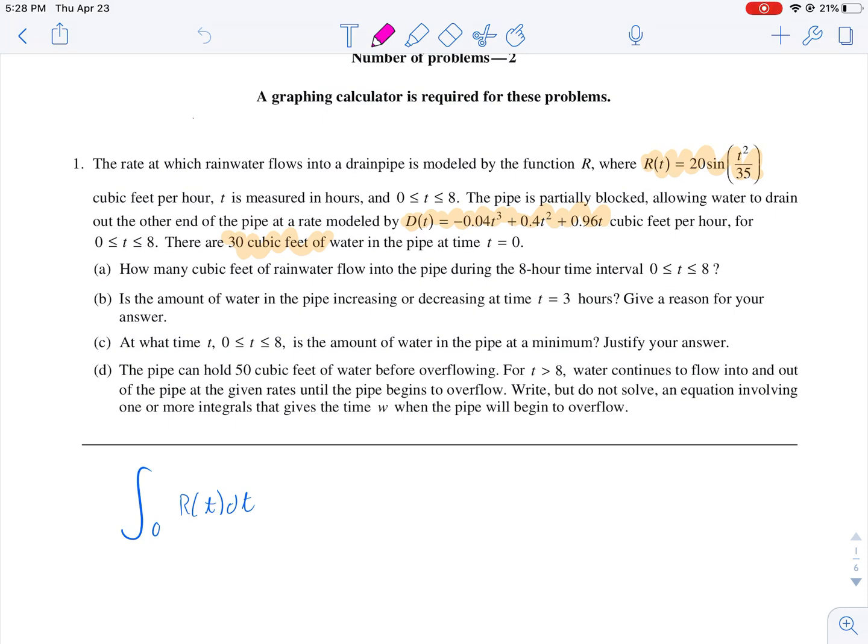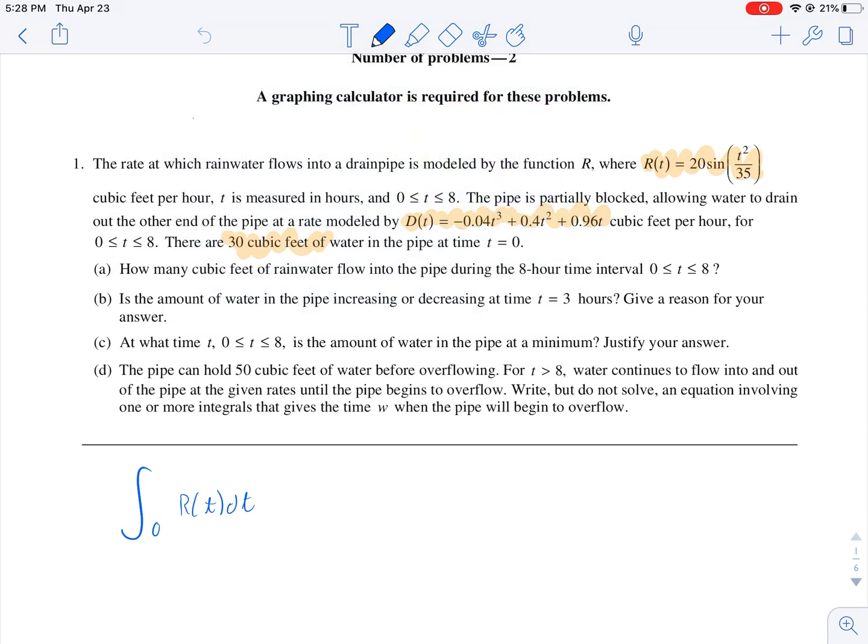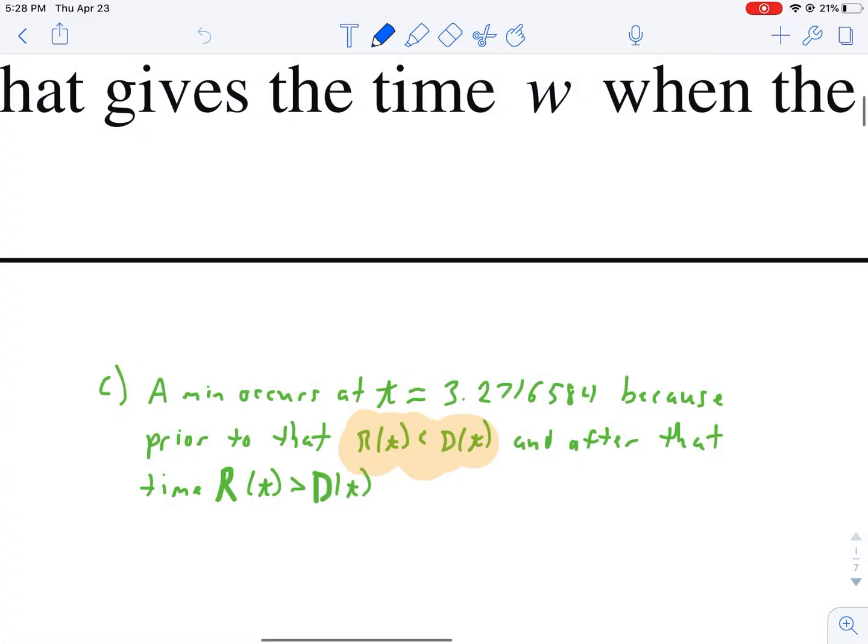And then part D, the pipe can hold 50 cubic feet of water before overflowing. Water continues to flow into and out of the pipe at the given rates until the pipe begins to overflow. Write but do not solve an equation involving one or more integrals that gives the time W when the pipe will begin to overflow. So for that, we know that we want the amount that goes in. So the integral from 0 to W, because they said time W, of R of t dt, minus the integral from 0 to W of D of t dt, plus the initial amount 30, and we want to know when that equals 50. We actually want to know when it exceeds 50, but they said write an equation.